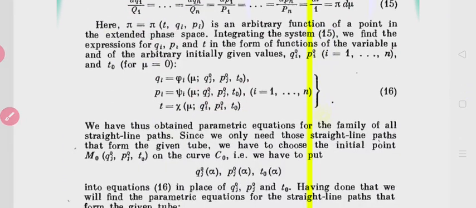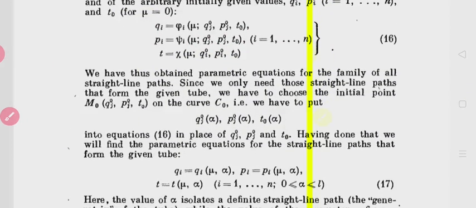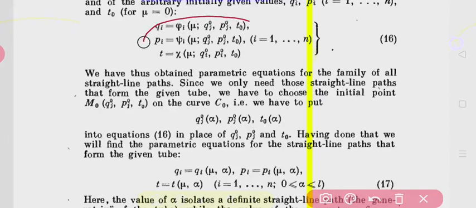Okay, qi is a function of mu, qj naught, pj naught, t naught; pi is also a function of these variables, and t is also a function of these variables. So now you say these are the parametric equations for the family of straight line paths. But we need only those straight line paths. You know that these are the parametric equations for the straight line path.